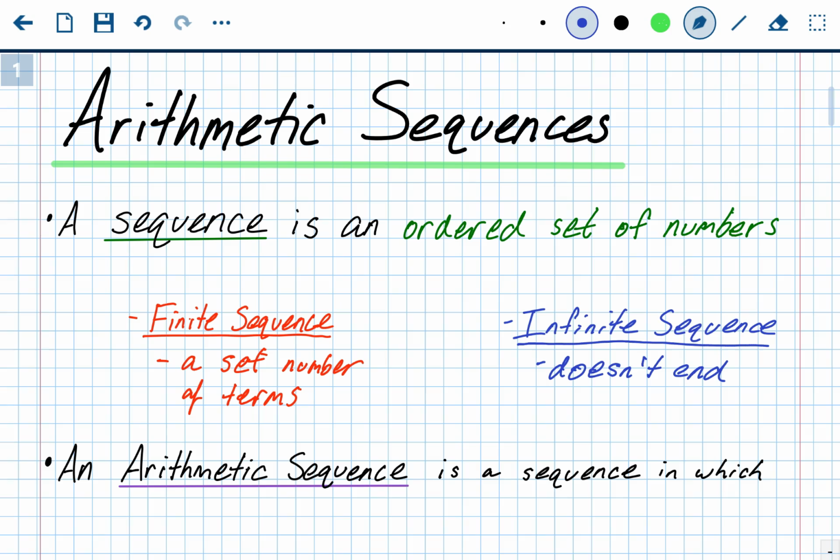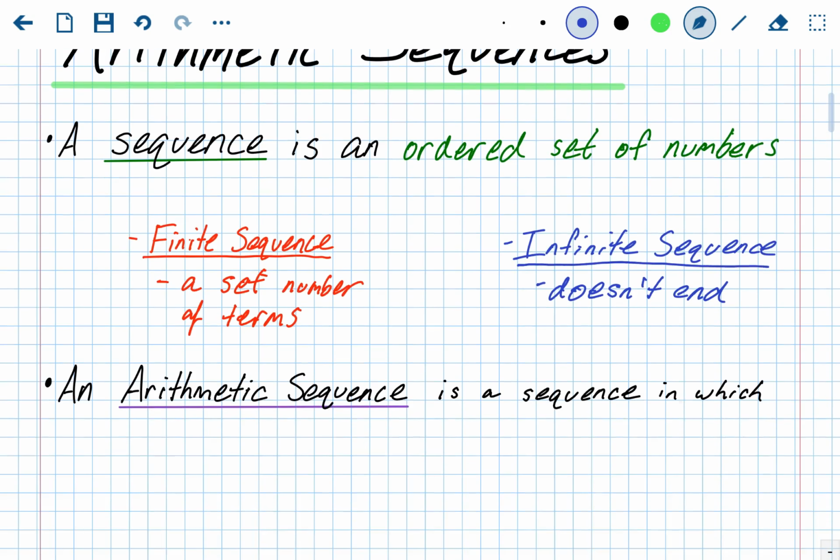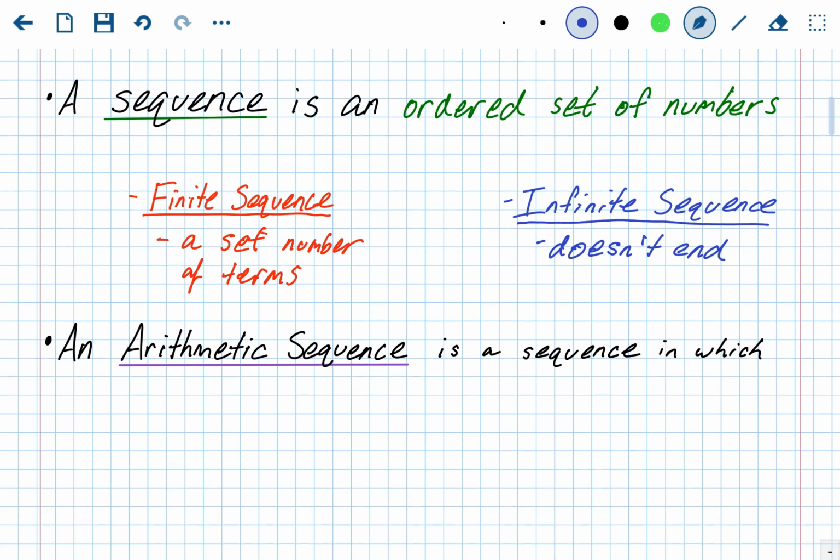All right, so we've got our umbrella, sequences. A sequence is an ordered set of numbers. You can break it down into a finite sequence, which is a sequence that ends, or an infinite sequence, a sequence that doesn't end. There are a bunch of different types of sequences. In Algebra 1, we deal with two different types. We're going to do the first one today, and we'll do the second one in a couple of months. The first specific, named sequence is called an arithmetic sequence.